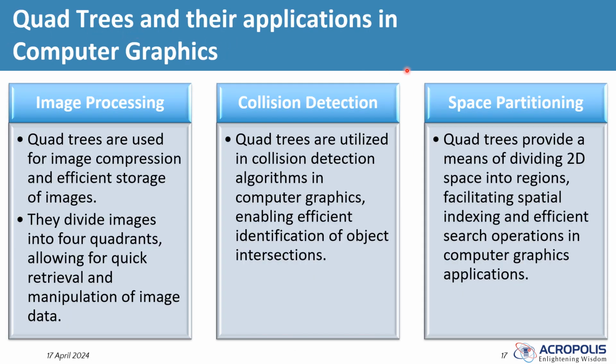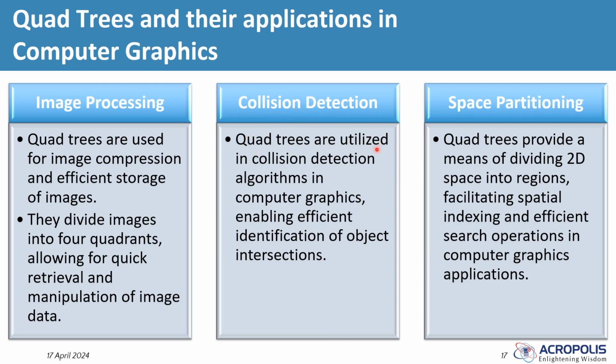Quad tree and their application in computer graphics. The first application of quad tree is image processing in computer graphics. Quad trees are used for image compression and efficient storage of images. They divide an image into four quadrants, allowing for quick retrieval and manipulation of image data.